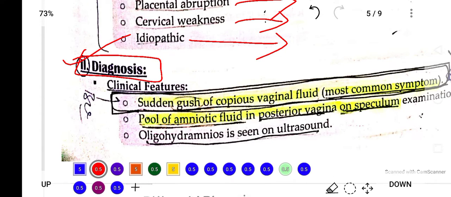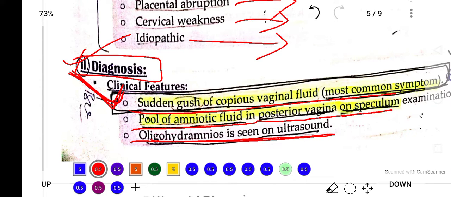Diagnosis of preterm pre-labor rupture of the membrane: a sudden gush of copious vaginal fluid comes out, and that will indicate this condition. A pool of amniotic fluid is seen in the posterior vaginal fornix on speculum examination. Oligohydramnios is also seen on ultrasound because a lot of amniotic fluid is lost from the amniotic membrane because of that rupture of the membrane.